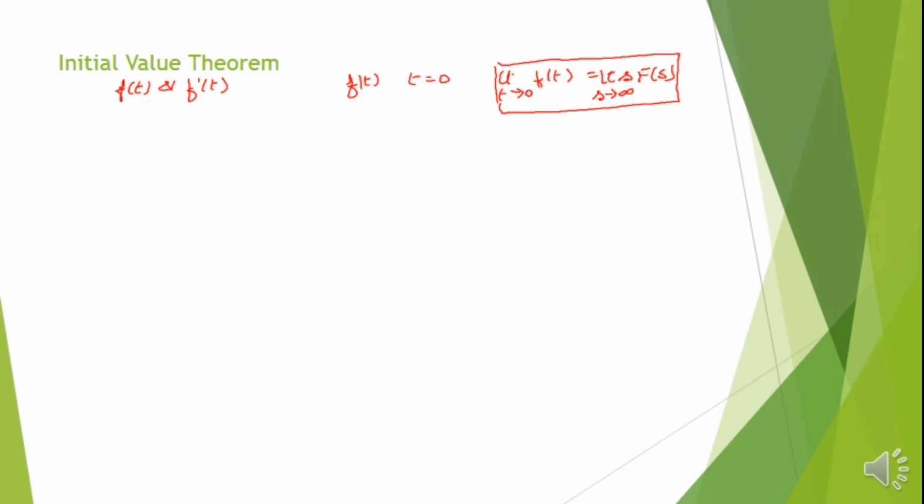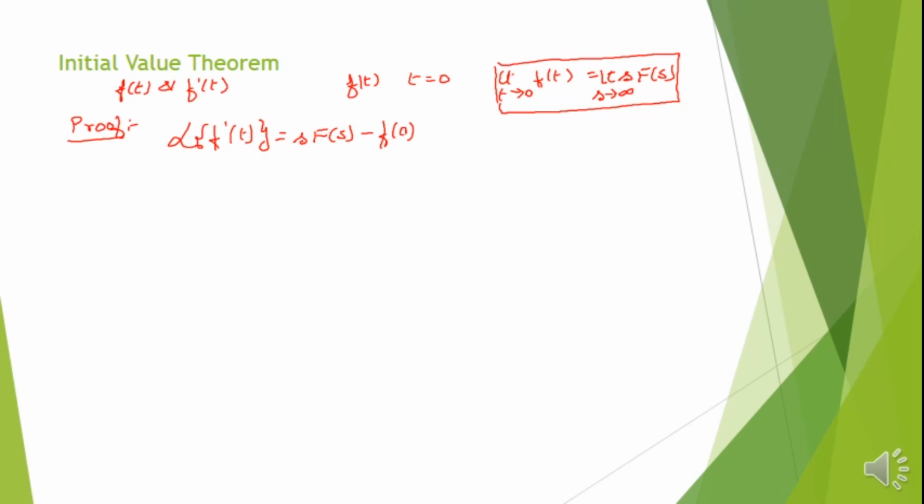So, proof. How to prove this? As we mentioned in the beginning, f of t and f dash of t are Laplace transformable. So, the Laplace transform of the derivative function f dash of t, from the derivatives we know, is s F of s minus f of 0. Laplace transform of f dash of t is equal to s F of s minus f of 0.